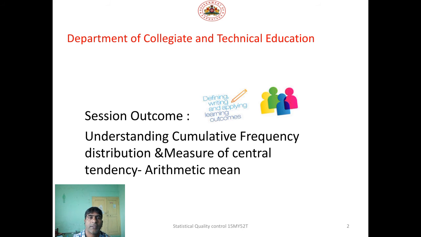The session outcome of this session is understanding cumulative frequency distribution and measure of central tendency. In that we are saying arithmetic mean. At the end of the class, students should be able to explain cumulative frequency distribution and measure of central tendency, arithmetic mean. Okay, so let's see the contents.